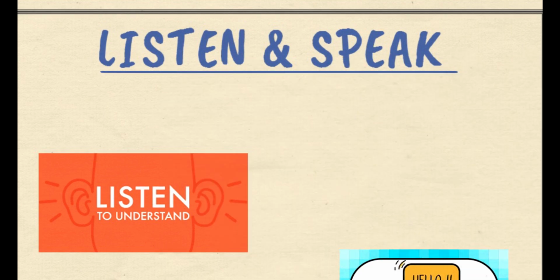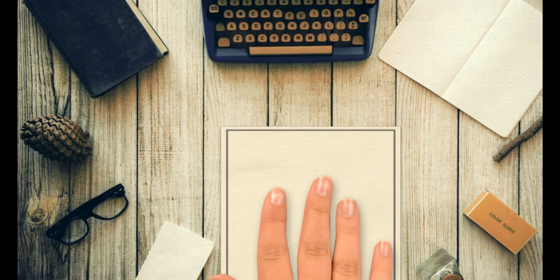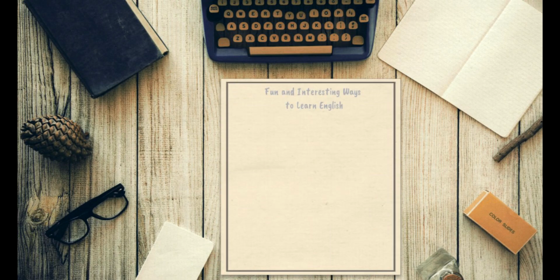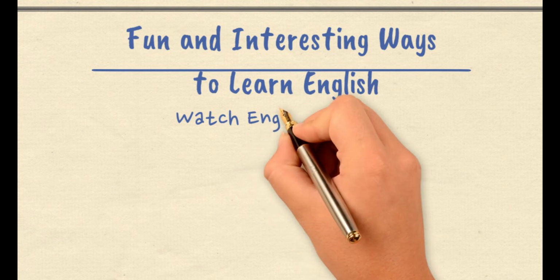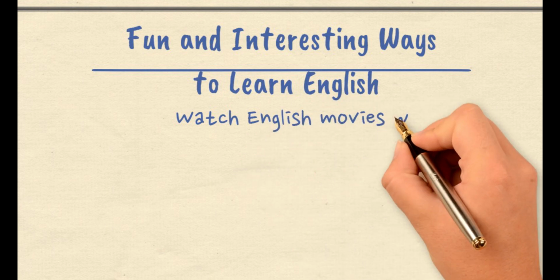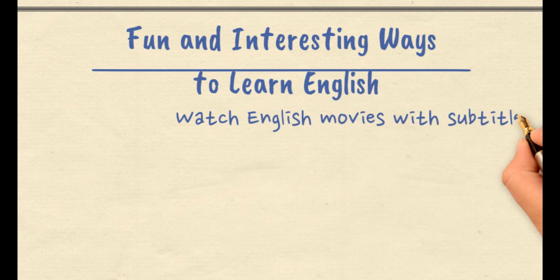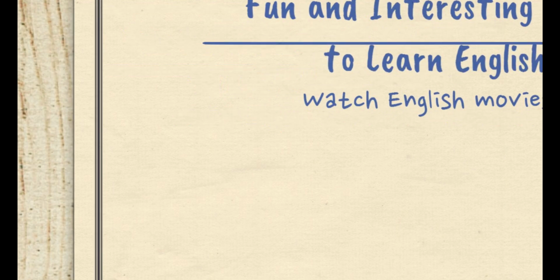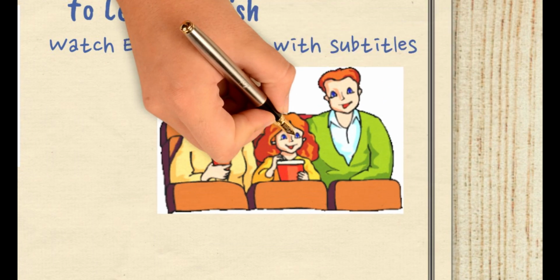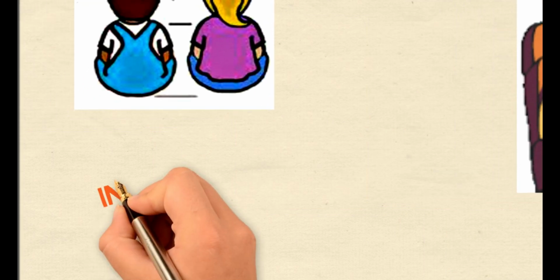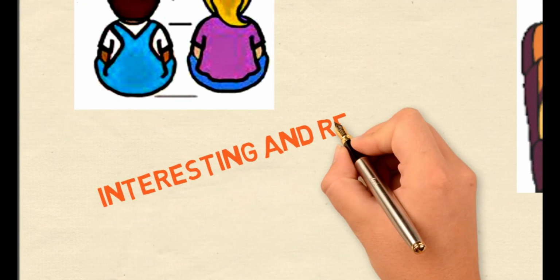Do you want to know those interesting and fun ways to learn English? Well, I'm going to tell you 2 interesting ways to learn English. The first one is watching movies with English subtitles. I believe most of the people love to watch movies. And this is interesting as well as rewarding. 1 movie per week or 1 movie in 2 weeks.